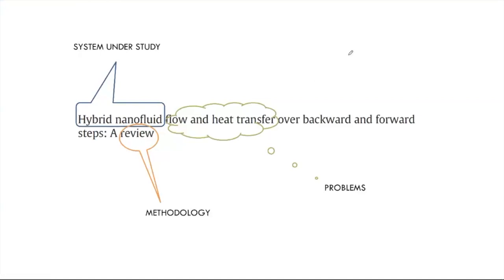Again, the title, right? So you have the SPAM, S-P-A-M. Okay, we have the system under study, S, we have the P, problem, we have the achievement, which doesn't mention here, but at the same time, you have the methodology, okay? In this example, the title of the article is Hybrid Nanofluid Flow and Heat Transfer Over Backward and Forward Steps, a review. So the system under study is basically hybrid nanofluid.